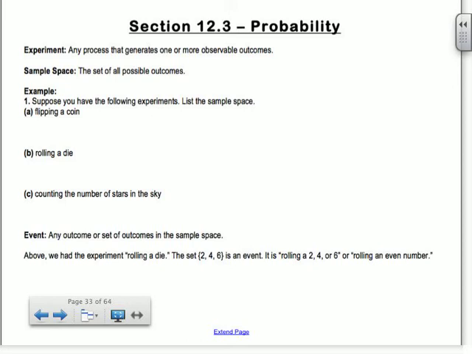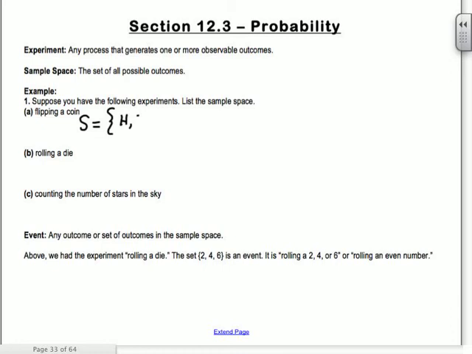So it says, suppose you have the following experiments. List the sample space. All right, so flipping a coin. Flipping a coin has two different outcomes. What are the outcomes? Heads or tails, right? So for your sample space, we usually write S equals, and we use those braces that you guys love drawing. And we do heads, tails. You could write out heads and tails. I usually just do H and T.